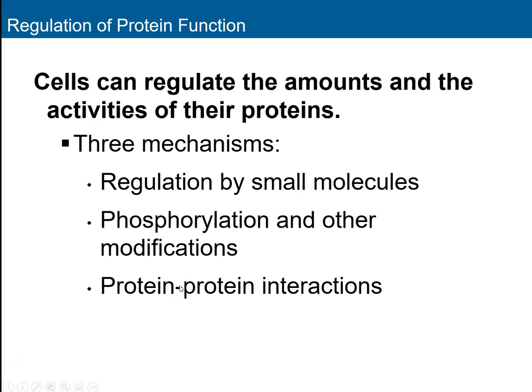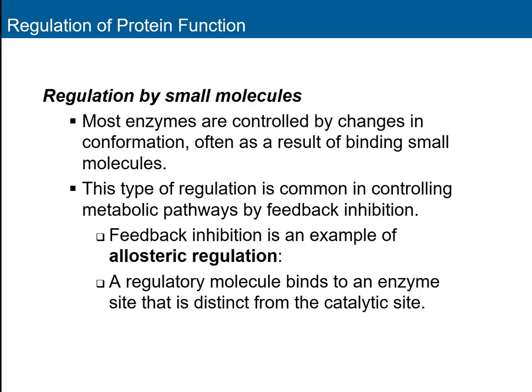So just to continue and to try to finish up this chapter, let's talk about regulation of protein function, all right? Obviously, we know that proteins are the functional units or the functional molecules of the cell. So the cell must have ways of regulating proteins. And I think we've already talked about some of these ways throughout the semester. So three main mechanisms: regulation by small molecules, phosphorylation, which we already talked about, and other modifications, and also protein-protein interactions.